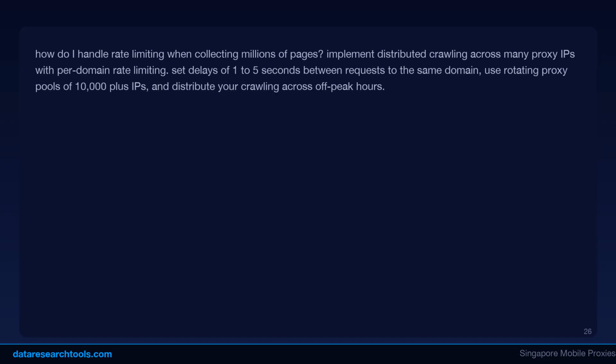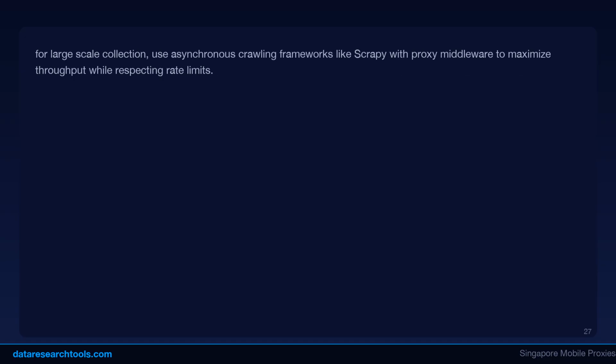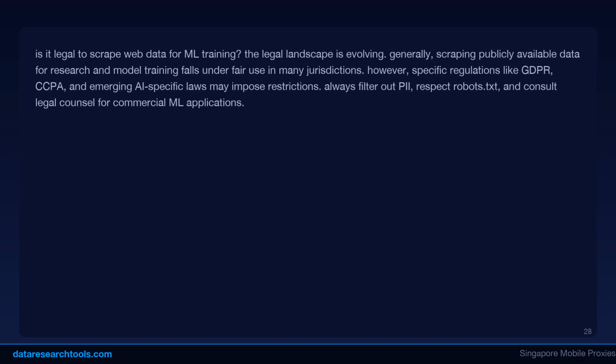Now for some frequently asked questions: how many proxies do I need for ML data collection? It depends on your volume and speed requirements. For collecting 1 million pages, you might need 1,000 to 5,000 rotating residential proxies. For 100 million pages, you might need 10,000 to 50,000. Start small and scale based on actual success rates.